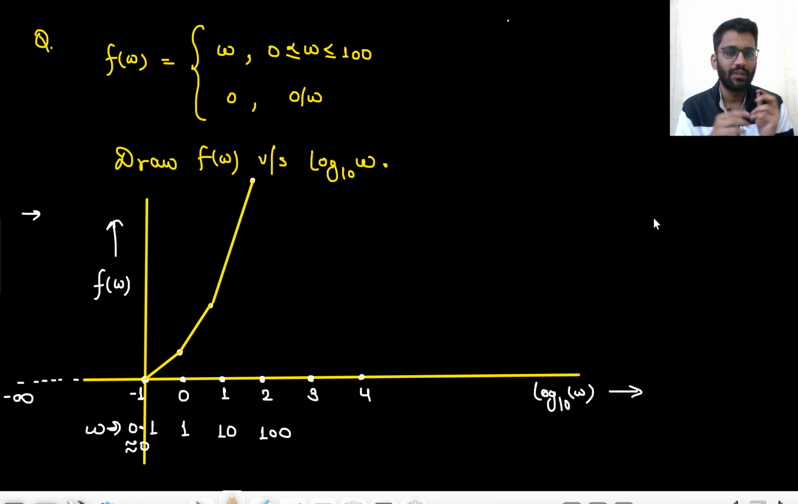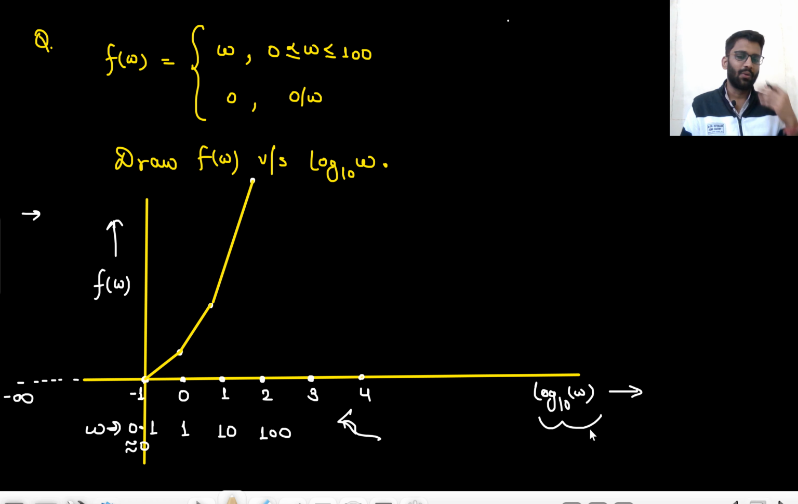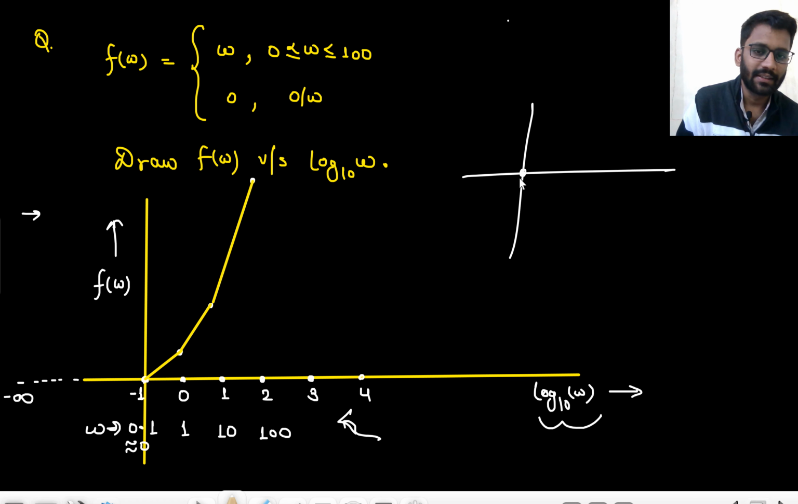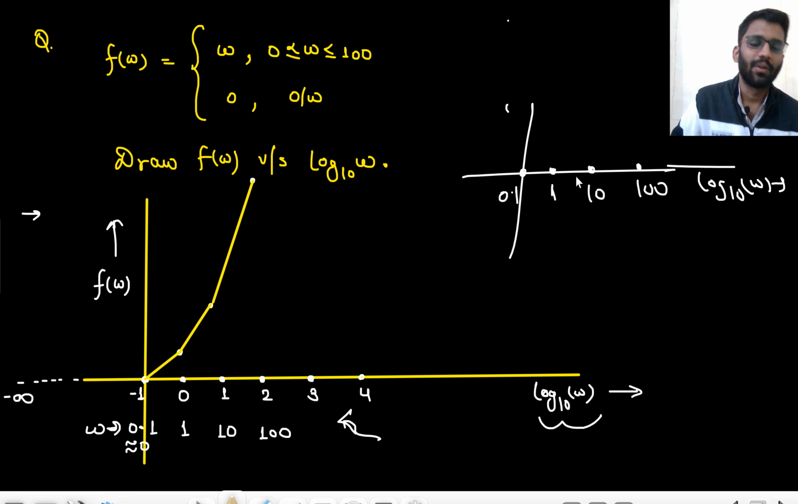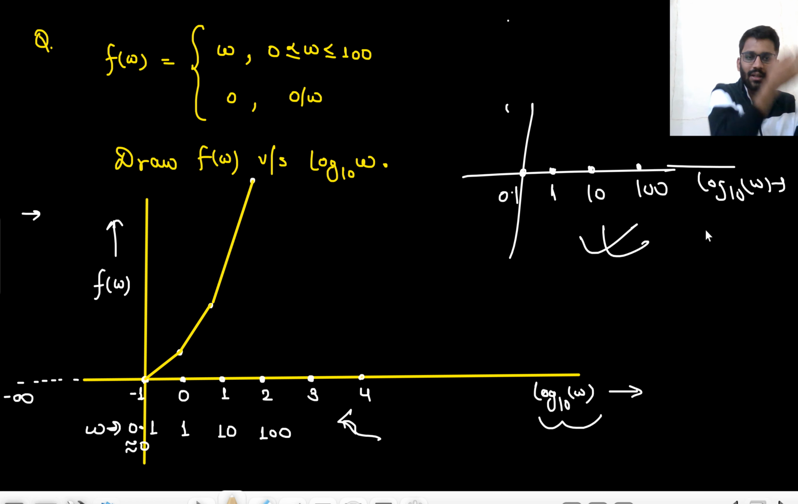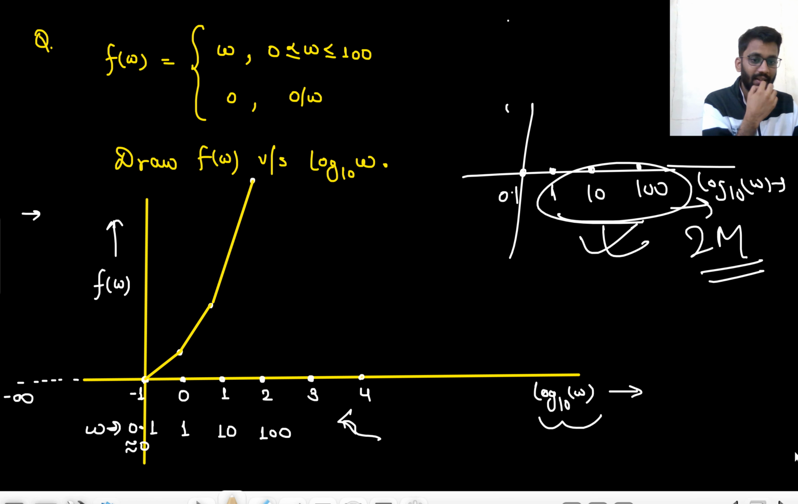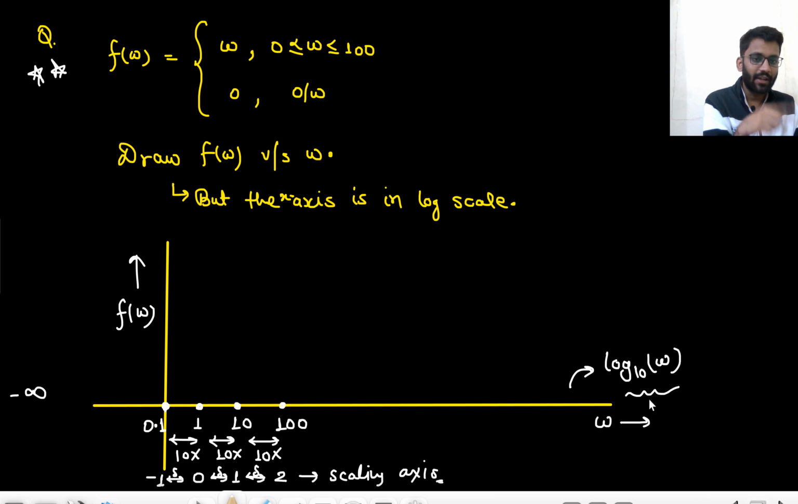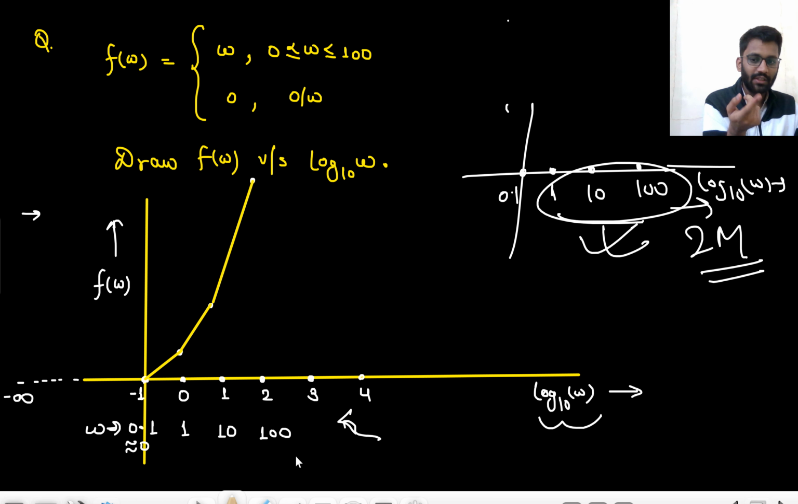IISc did this mistake, or I don't know which IIT did this mistake, but here they mentioned the values of omega, but they wrote the axis as log tan of omega. They wrote like this: 0.1, 1, 10, 100. And here they wrote log tan omega. And then they drew the Bode plot and the question was framed. But everyone got the 2 marks there. Why? Because these values are of omega. In the next graph we have seen, these values are of omega, not of log tan omega.